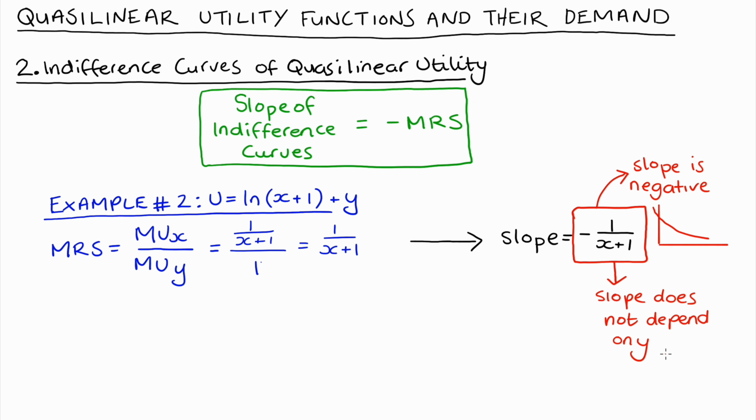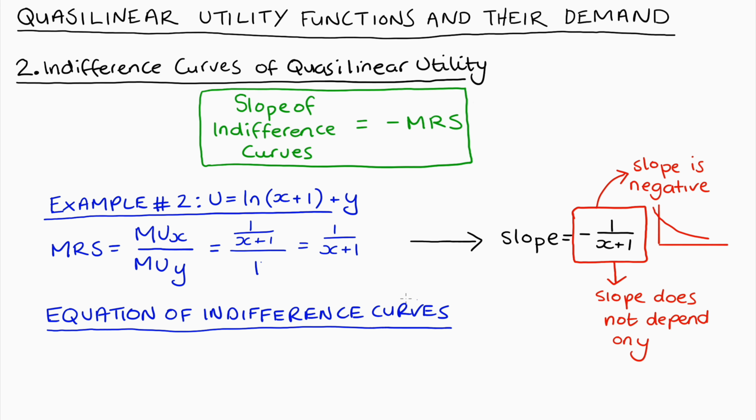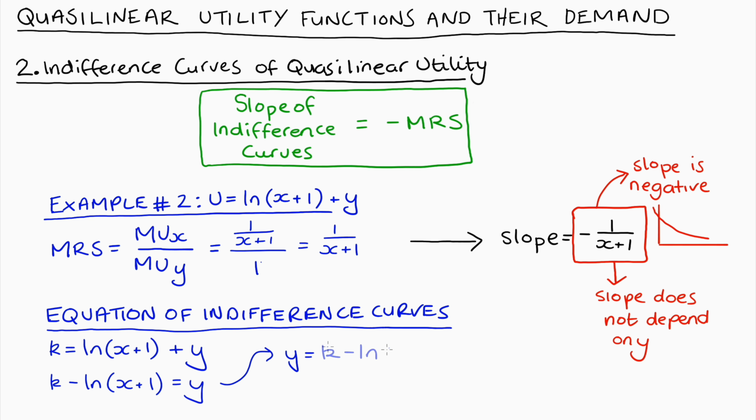To find the equation of our indifference curve, we're going to first note that each indifference curve is constructed holding utility constant at some level. So I'll put k for constant, that's our level of utility, is equal to the log of x plus 1 plus y. We can take away the log of x plus 1 from both sides and we get y is equal to k minus the log of x plus 1, and this will be the equation of our indifference curves for example 2.